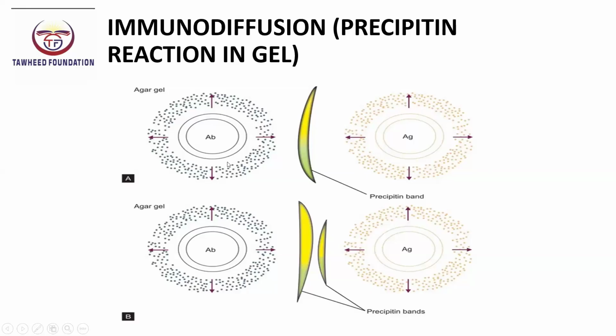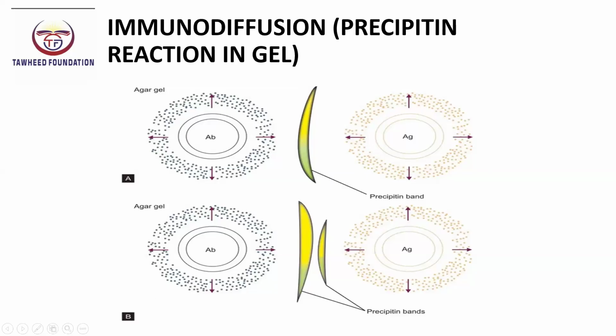At this point, the antigen and antibody interact and form an insoluble antigen-antibody complex. These complexes become trapped in the gel, appearing as a thin white opaque line, which we call a precipitin band. So as you can see, that's the visible evidence of antigen-antibody reaction.